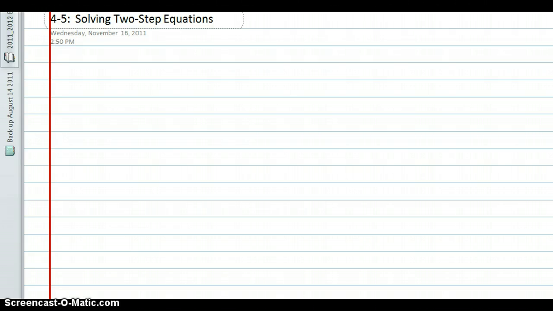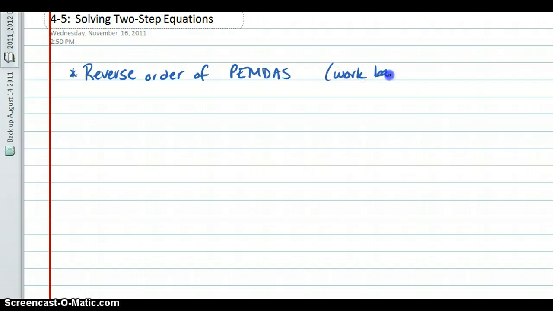And I think we should just go ahead and make some notes at first. When solving an equation in general, we are using inverse operations, and we're moving in the reverse order of PEMDAS. We're basically working backwards. So when you see addition, you work backwards and you subtract. When you see division, you work backwards and you multiply. That's the whole idea. So keep that in mind.